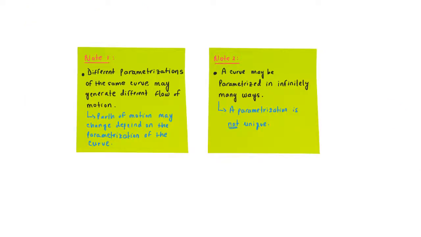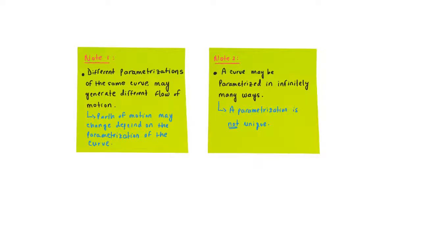Here I am just summarizing some important points from our discussion of example 1, something that I want you to remember from now on, and that is going to be a theme in the next few examples that we're going to try together. Note number 1, different parametrizations of the same curve may generate different flow of motion. Whenever we try, I believe it's example 3, whenever we talk about ellipses, how to parametrize ellipses, this point is going to become very obvious. You'll see there that different parametrizations will lead to different flow of motion.